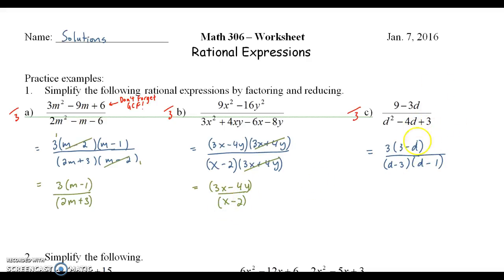Now, in this particular question, we have a 3 minus d on top and a d minus 3 on the bottom. And so we realize that these are opposites of each other. Canceling them out, chop, chop, we put the negative on top. And so we get negative 3 on top, d minus 1.